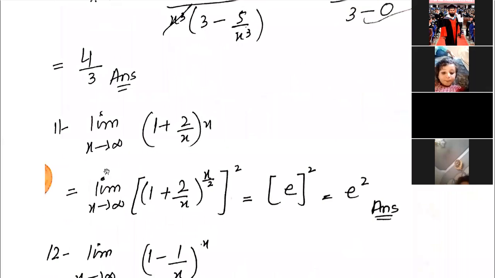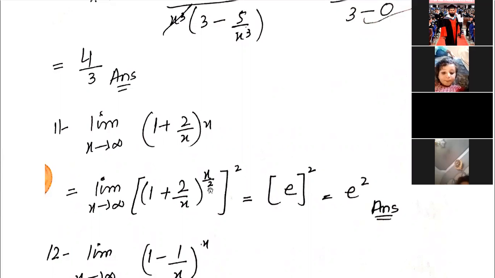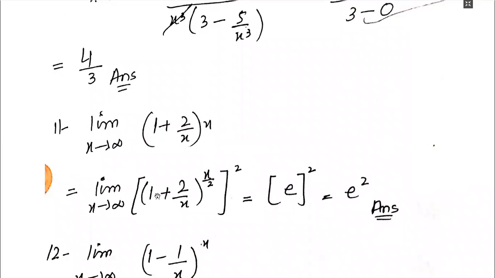Again the second limit, number 11: x tends to infinity, 1 plus 2 upon x, power x. Now limit x tends to infinity, 1 plus 2 upon x. Again here, if you multiply and divide by 2 in the power, then what we get? This is x upon 2 into 2. Again 2 will be cancelled. We can easily write this in this form. But when limit x tends to infinity, 1 plus 2 upon x, and the power of this whole is the reciprocal of this term, here is 2 upon x, power is x upon 2, and this equals e.